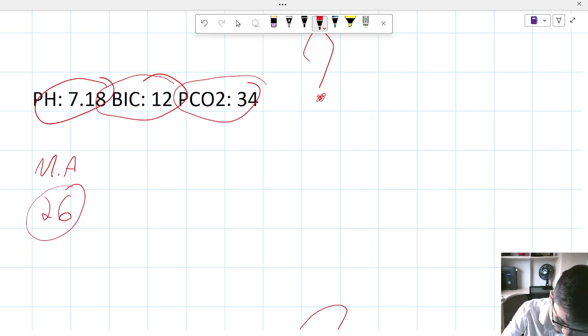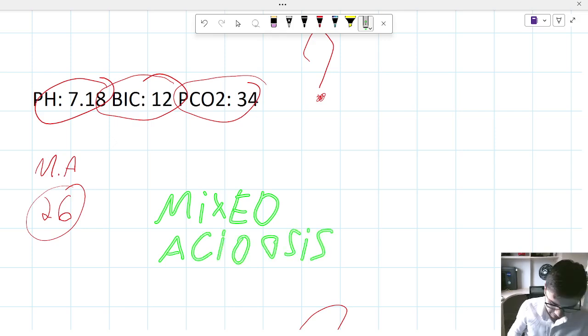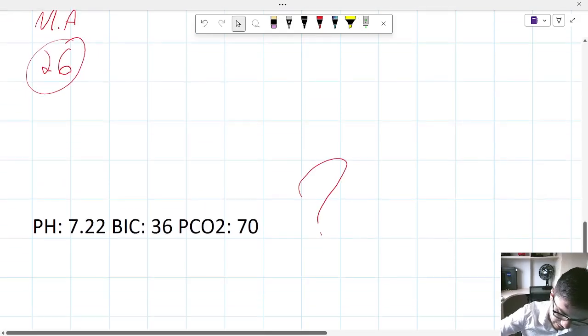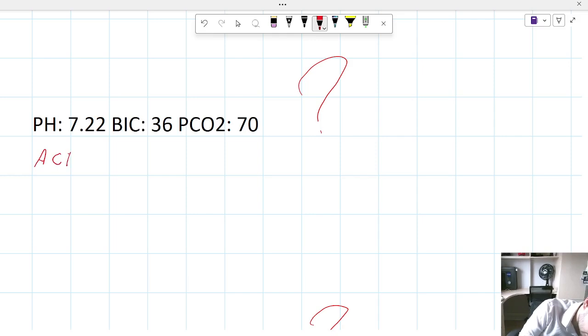And again, we have a higher value for the PCO2. So this is a mixed acidosis again, okay? So let's go to the next one. Okay, we have a pH of 7.2. So this is acidosis again.